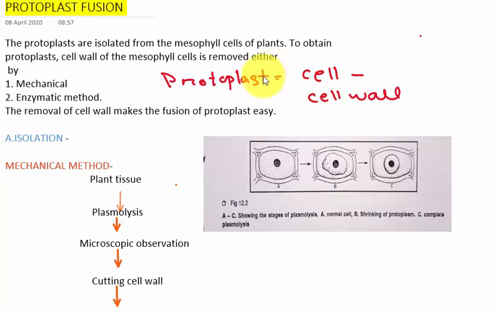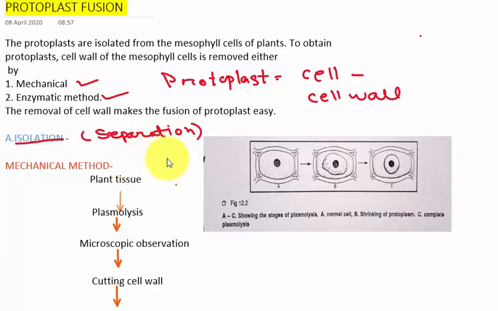So the first step is to isolate the protoplast. The isolation step consists of the mechanical method and the enzymatic method. First, what is the meaning of isolation? Isolation means separation of protoplast from the plant tissues.